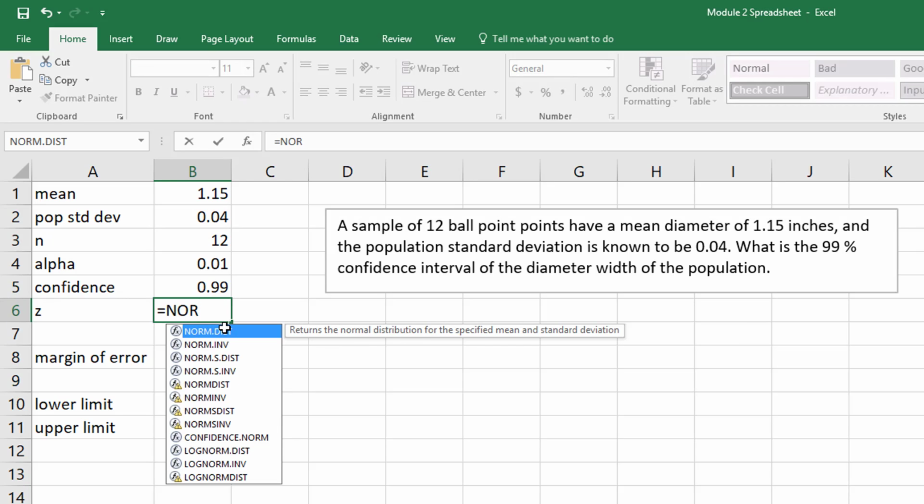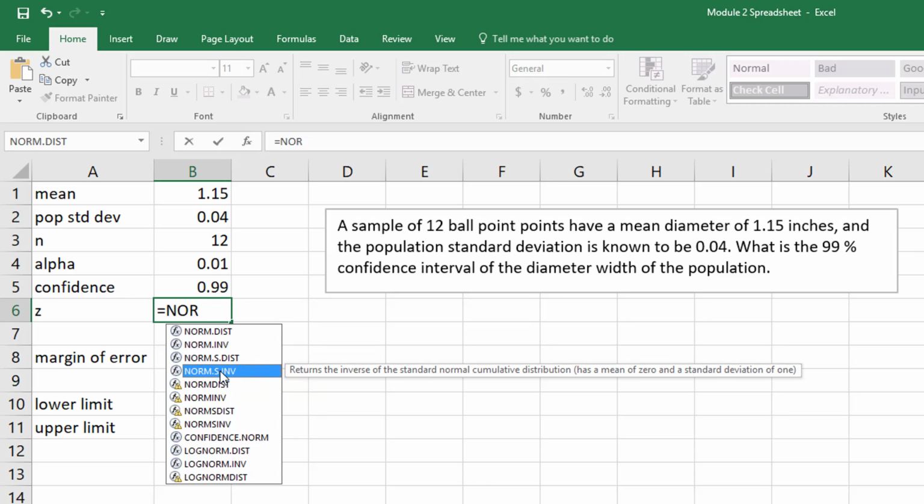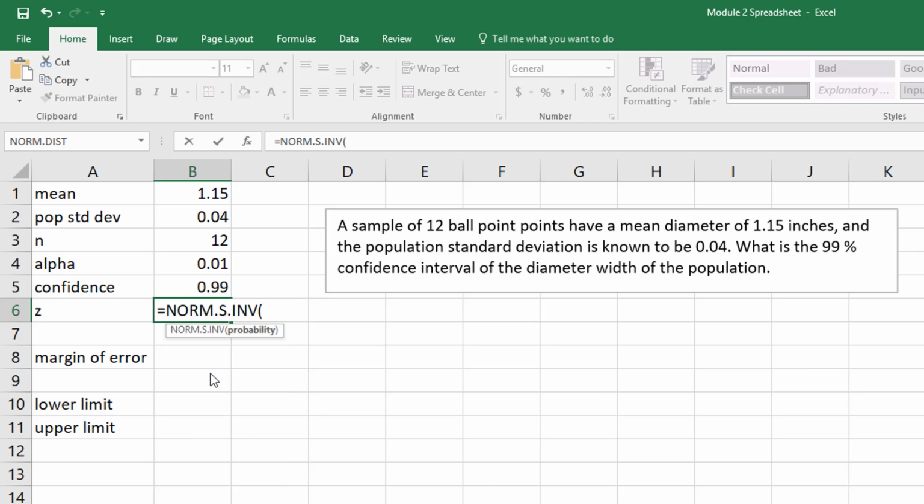A lot of times, if I don't remember, I just start typing norm, N-O-R-M, and then I see it's going to be this one right here. It returns the inverse of the standard normal cumulative, which has a mean of 0 and a standard deviation of 1. Now it wants the probability. You could pick this probability, but the problem is the 0.99.